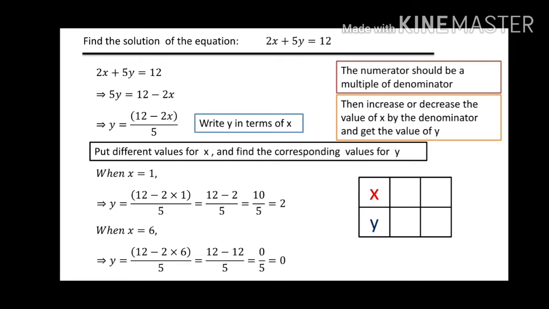So this is the easiest way to get solutions. First find a value for x, according to that find the value of y. For the next value of x, we can just add the denominator. So finally we get (1, 2) as one solution and (6, 0) as another solution.